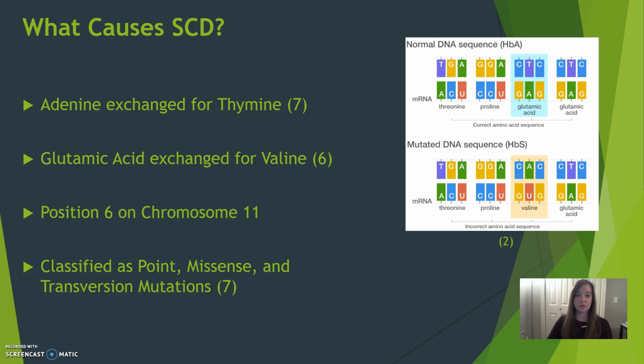Sickle cell disease is the result of a mutation in which an adenine base is exchanged out for a thymine base. This causes the amino acid glutamic acid at position 6 on chromosome 11 to not be translated, and instead a valine amino acid is translated in its place. This can be classified as a point mutation, a missense mutation because only one amino acid in the sequence was changed, as well as a transversion mutation. This is a transversion mutation because we see that one purine was exchanged out for a pyrimidine base.